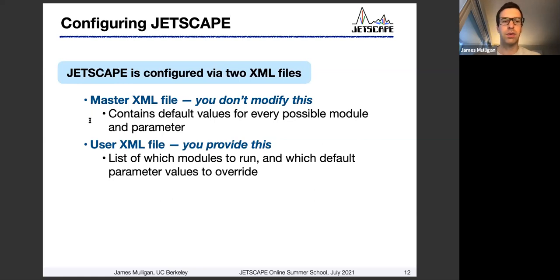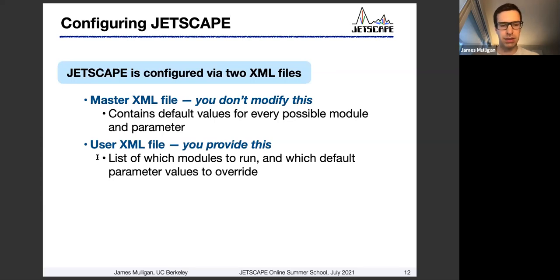That's something that can be useful for your reference. It's very helpful if you want to know what the options are for configuring the different modules, or even what the different modules themselves are. You can look into this master XML file and see all the possible things that you could configure with JETSCAPE. Now, what you actually will use when you want to set up your particular run of JETSCAPE is what we call the user XML file. This is something that you will take full charge of. This will be something you provide. We'll give you examples, and we'll run through some examples of how you can do that today.